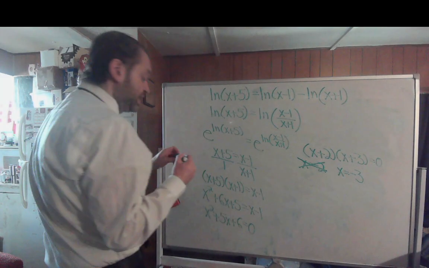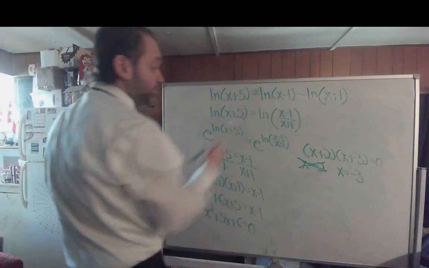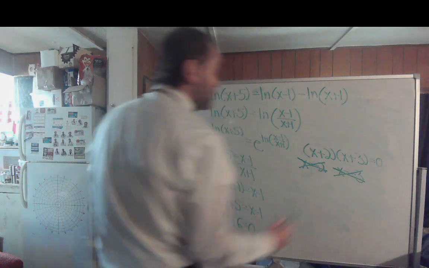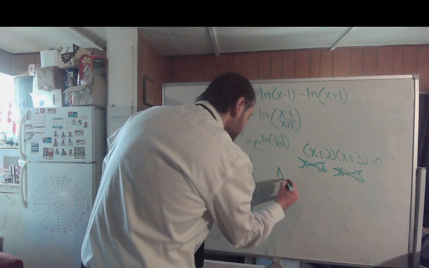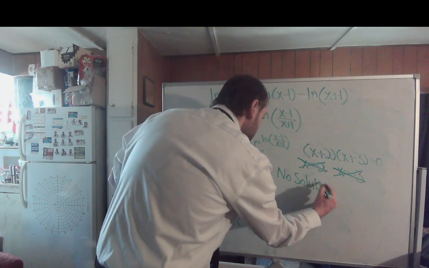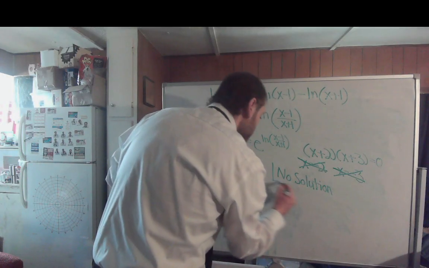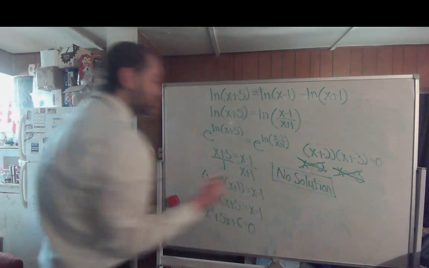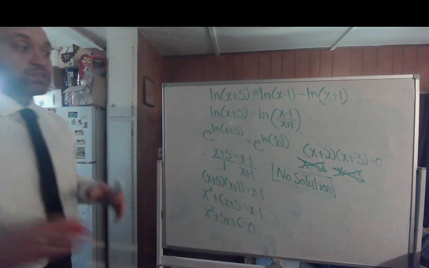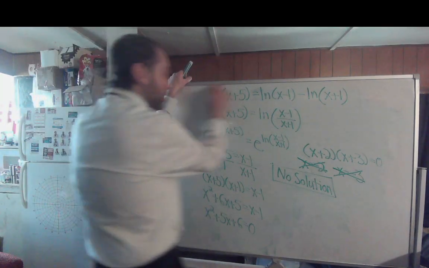Alright, what about negative 3? Well, negative 3 minus 1 is negative 4. That also doesn't work. So we did all that work to find that there's really no solution to this. We actually have no solution to this problem since both of our solutions were extraneous solutions. So that's why it is so important to check your work.